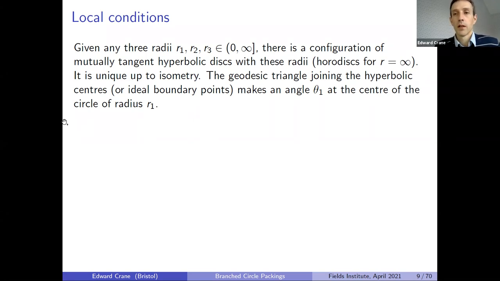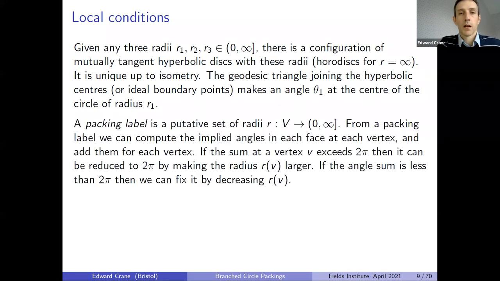And so that forms a geodesic triangle between their centers. And you can look at the angle subtended in that triangle at each of the vertices. So let's look at theta one, that's the angle made by that triangle at the center of the circle of radius R1. Okay, so what we're going to do is have a putative set of radii, one for each vertex, and that's called a label. If I tell you the label, you can use it to compute in each face at each vertex what the implied angle is from that label, just using a hyperbolic trig formula.